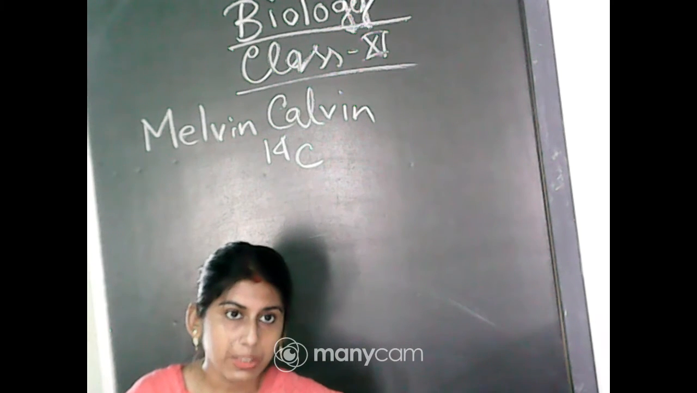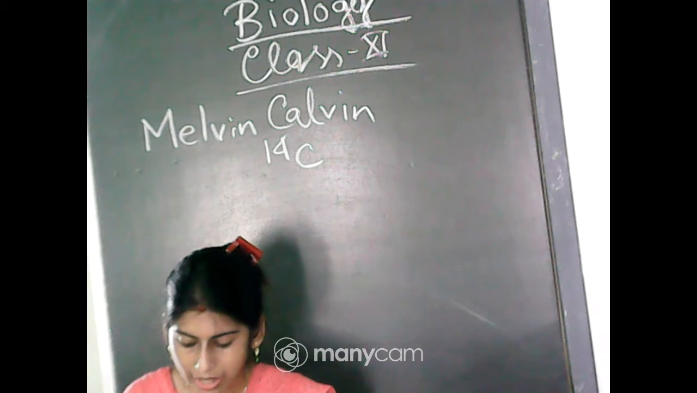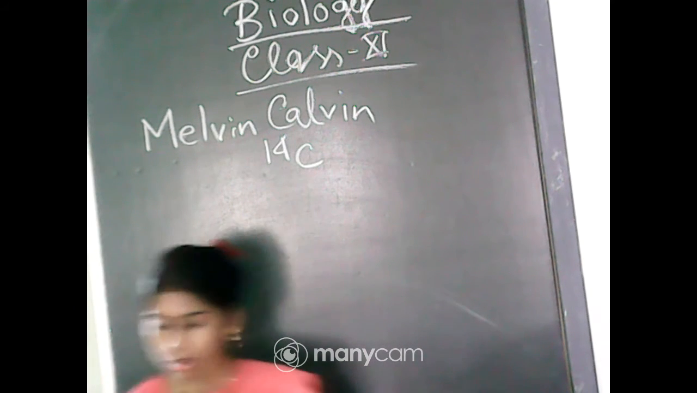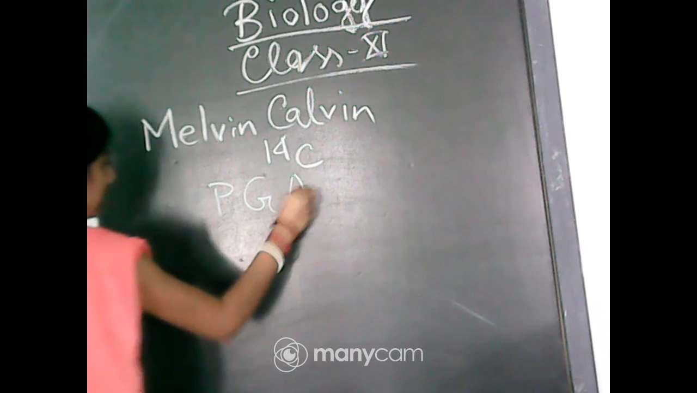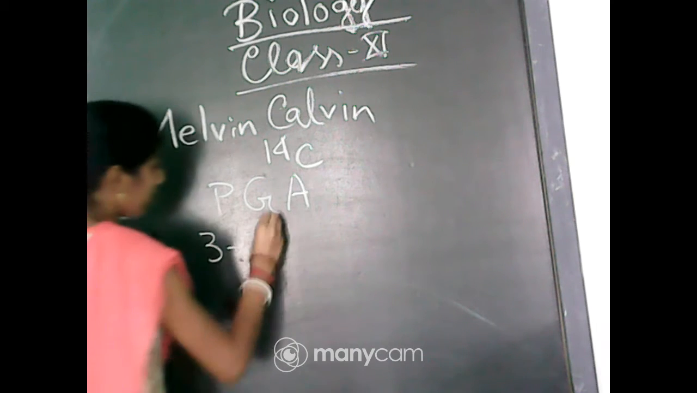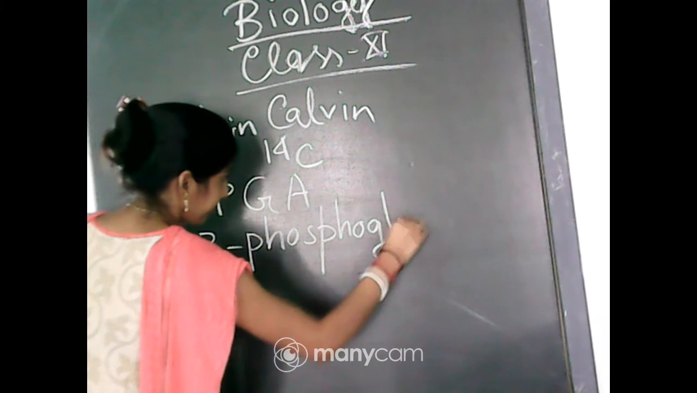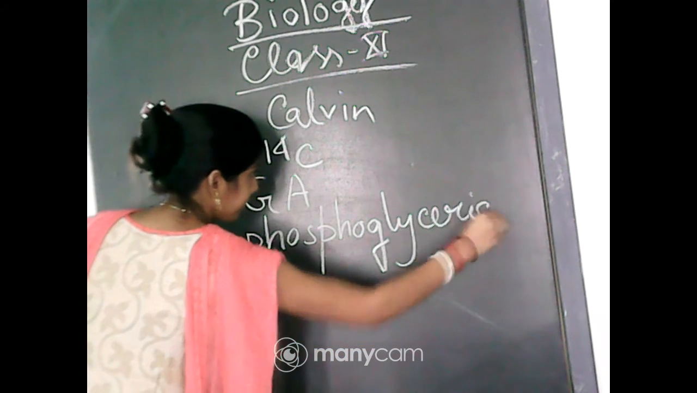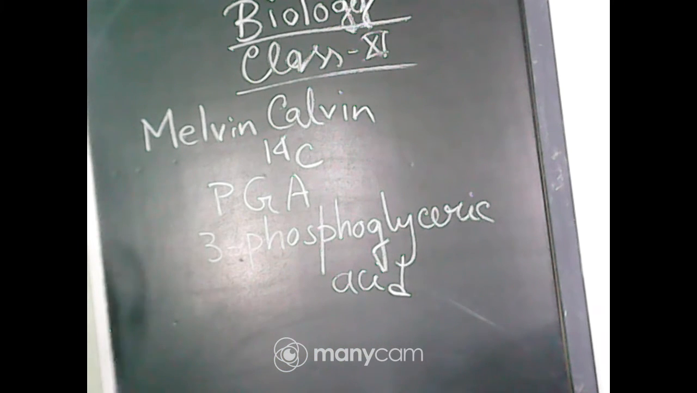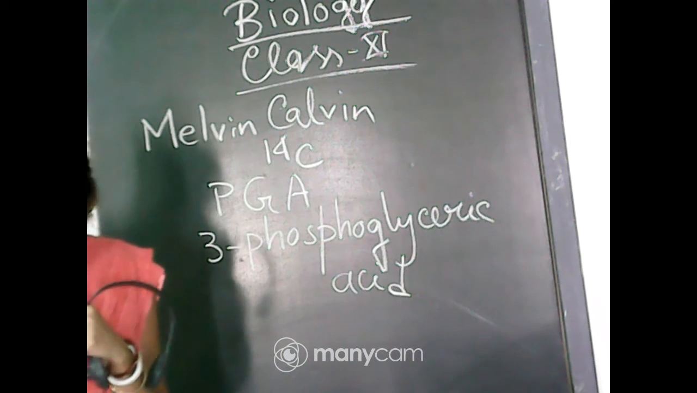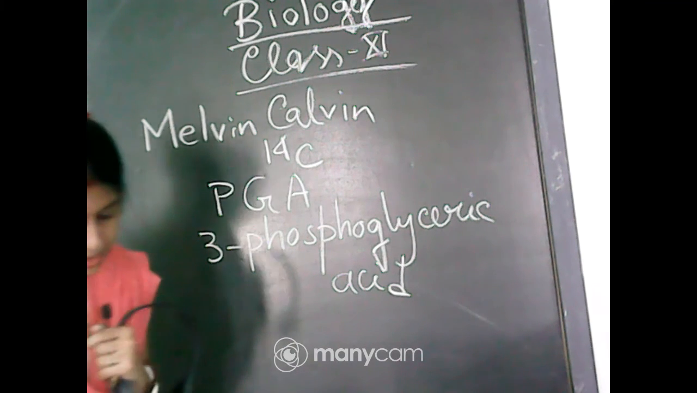And it is very important to know what is the first product identified: 3-phosphoglyceric acid, or we can call it PGA. It is a 3-carbon compound. 3-phosphoglyceric acid, or its alternative name is PGA. A short question may be asked from this part.